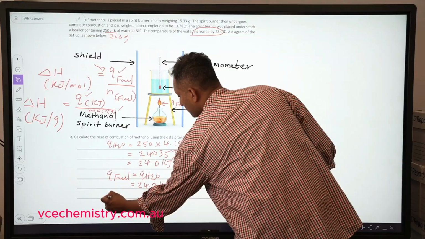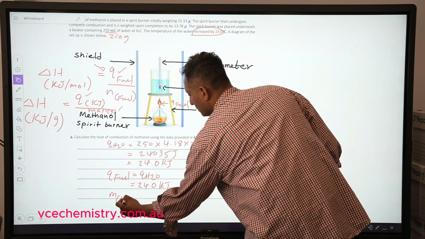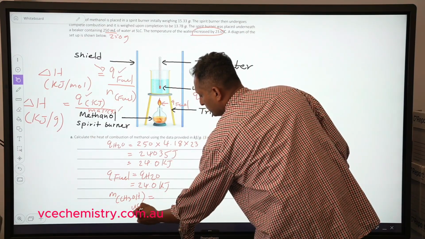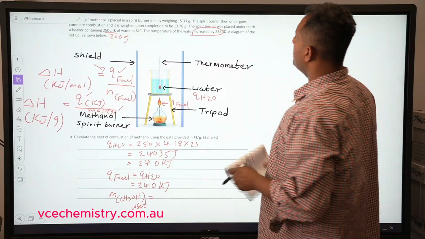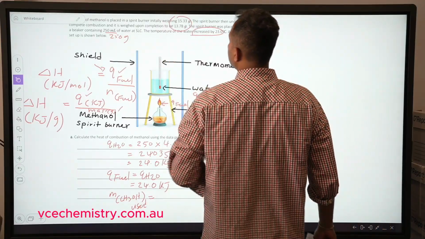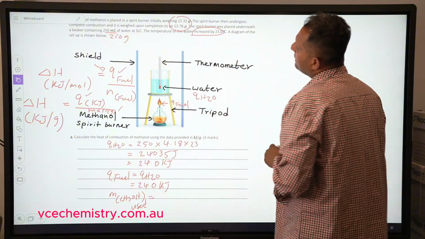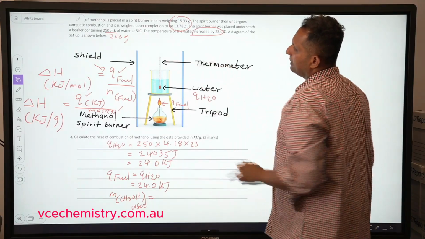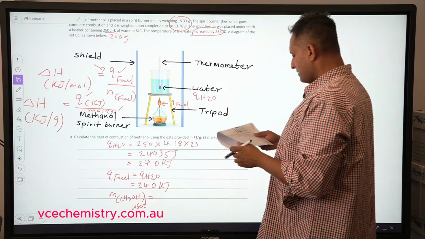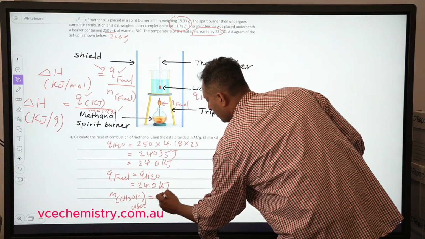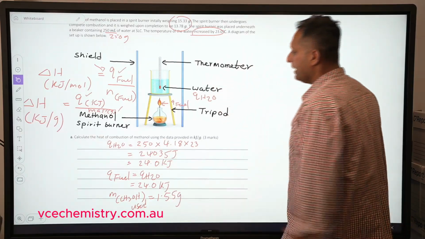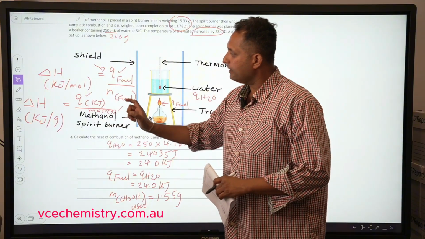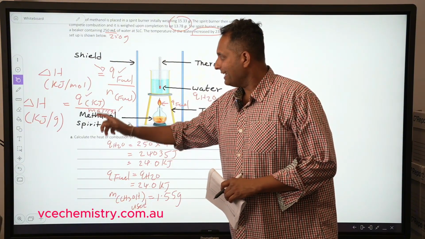So how do you find the mass of the methanol burnt? Let's say used, which is going to be the difference between the initial mass and the final mass. You start with 15.33 grams, and at the end of the experiment you end up having 13.78 grams. So the mass of the methanol burnt is 1.55 grams.